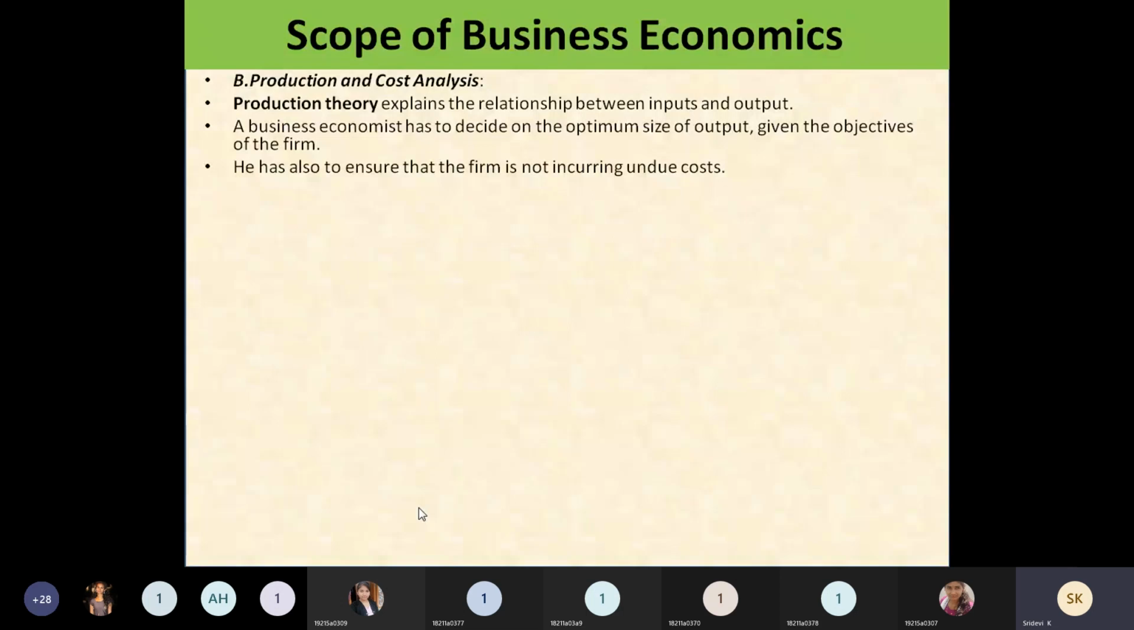Anyhow, these theories will be utilized for finding out the optimum size of output. We should not waste our output, no? Or we should not waste our inputs. So how these inputs can be effectively utilized, and how the output can be derived to the maximum extent from using these inputs, that is the main objective of this production analysis.